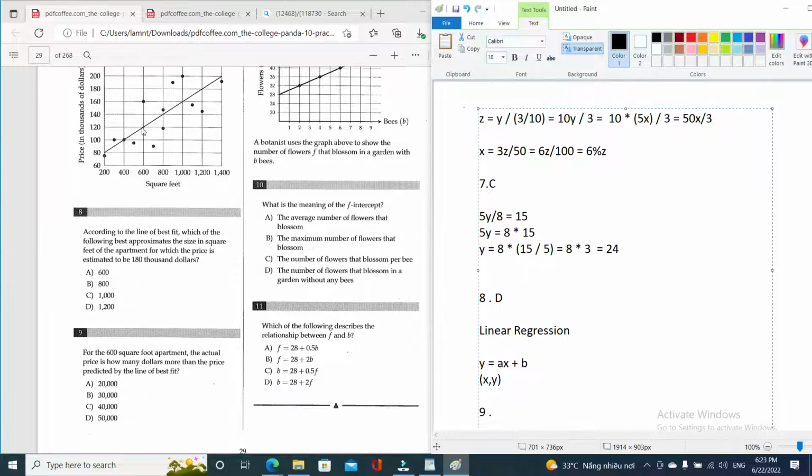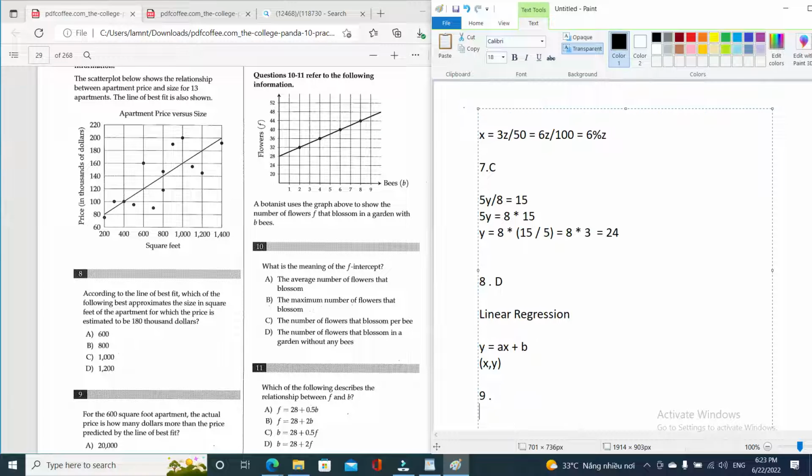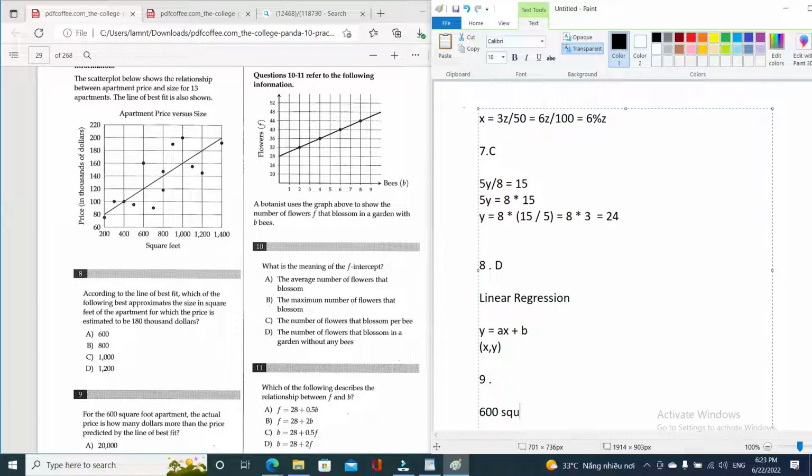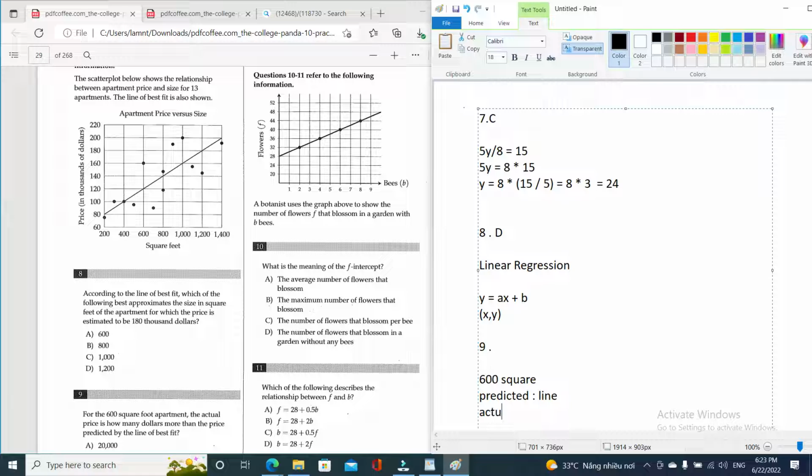For a 600 square foot apartment, the actual price is how many dollars more than the price predicted? Okay, for 600 square feet. For the predicted price, we're going to use the line. For the actual price, we're going to use the dot. So for the predicted, we use what is given by the line, and for the actual price, we use the dot.